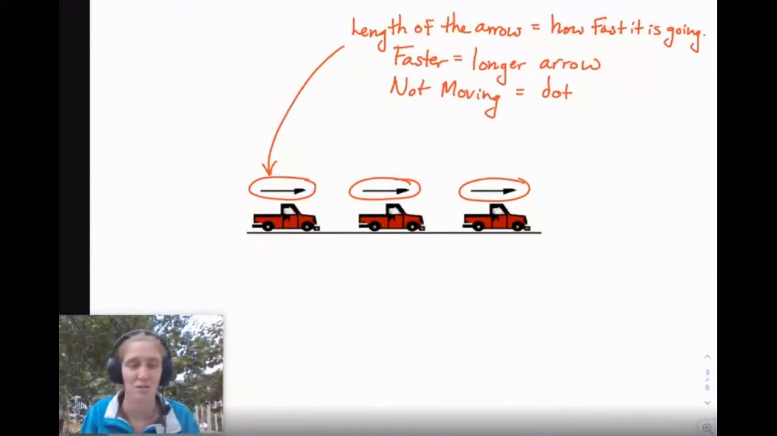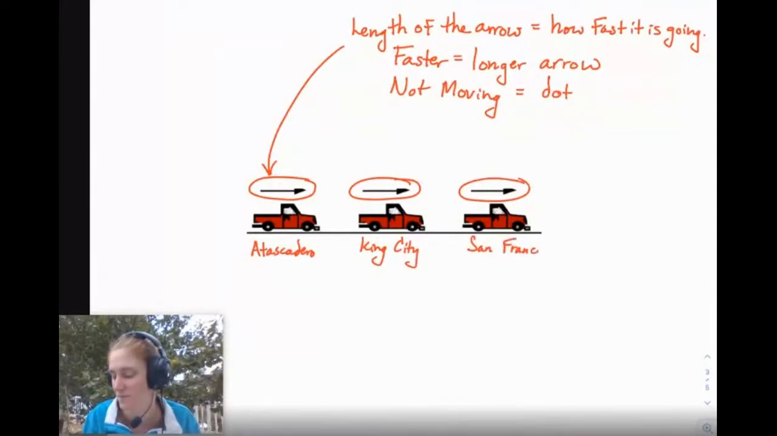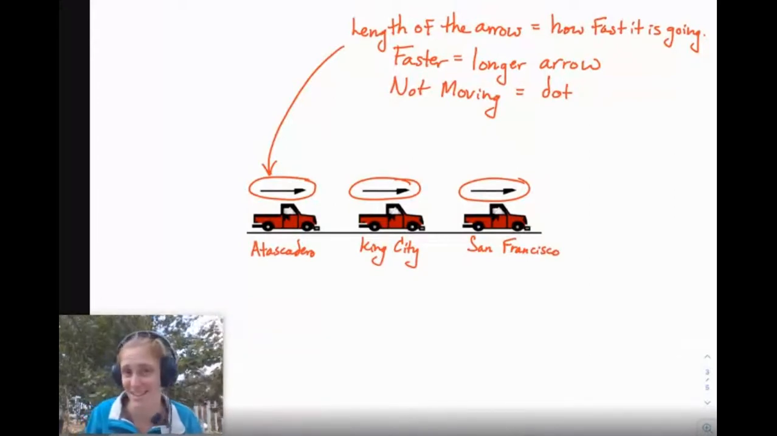Okay, so let's take a look at what we have going on here. So if I'm driving this truck from Atascadero through King City and ending up in San Francisco, I know that, first of all, I'm not going to get very far unless I have gas. So I definitely have chemical potential energy. The other thing I'm going to notice is that I'm moving. And if I remember from a minute ago, if I'm moving, that means that I have kinetic energy.